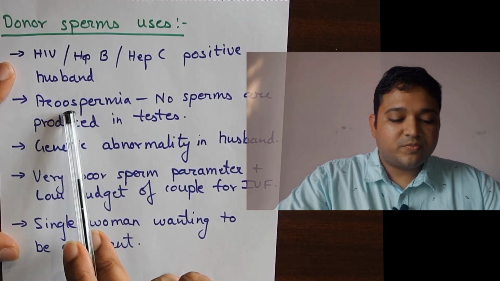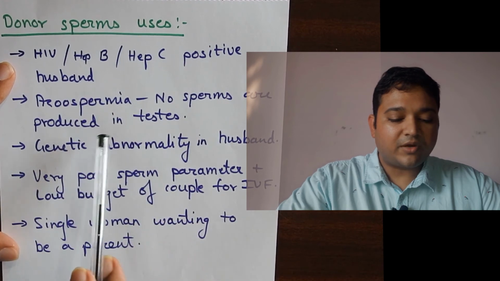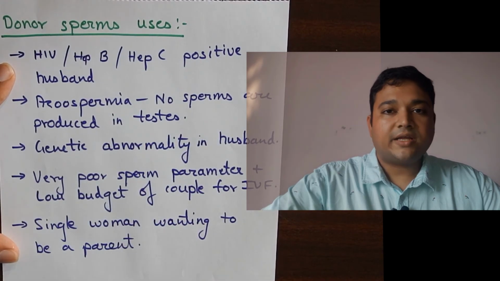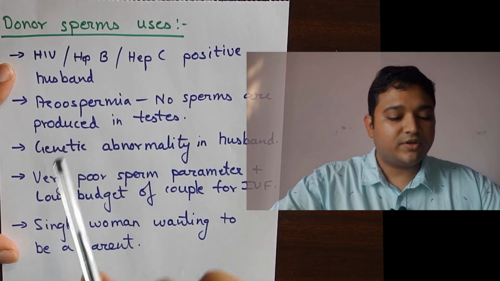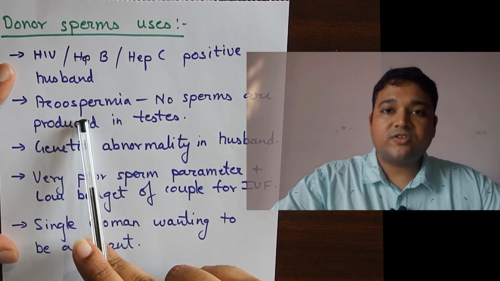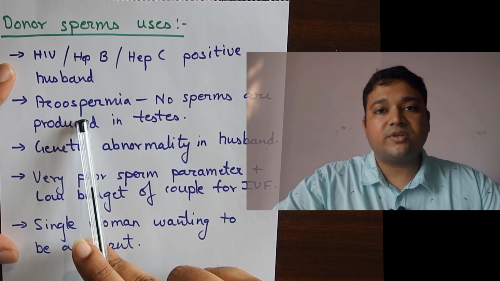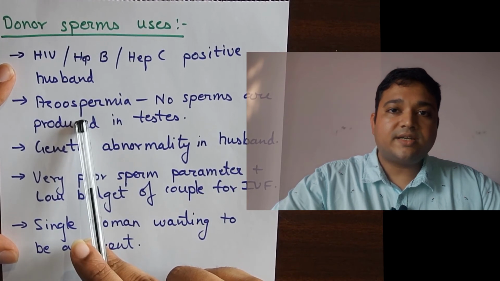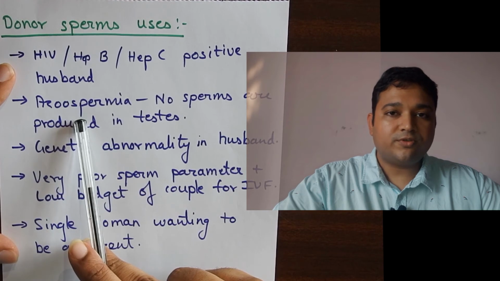If there is azoospermia in the husband, that means there is no sperm found in the testes. At this point, it is necessary for you to note that there are two types of azoospermias. Azoospermia may be in a case where the sperms are produced by the testis but the sperms are not released out into the seminal plasma. Also, another type of azoospermia is called non-obstructive azoospermia, in which the testis fails to produce sperms.